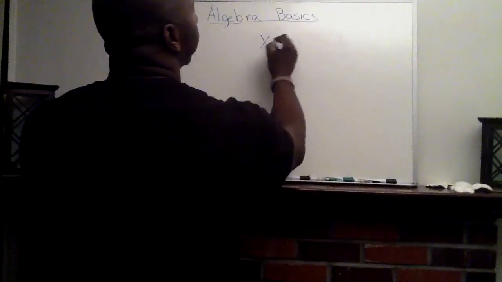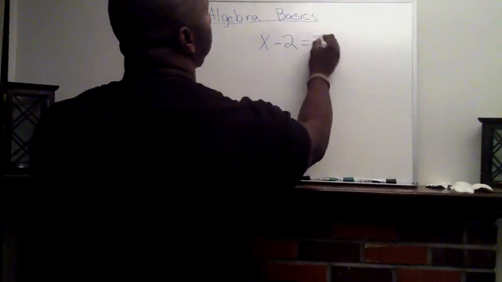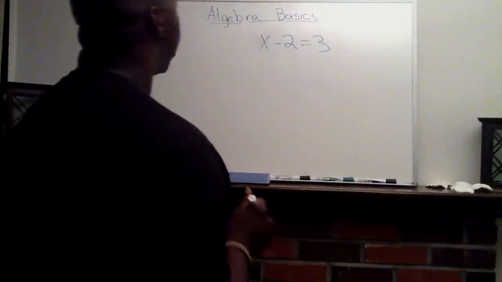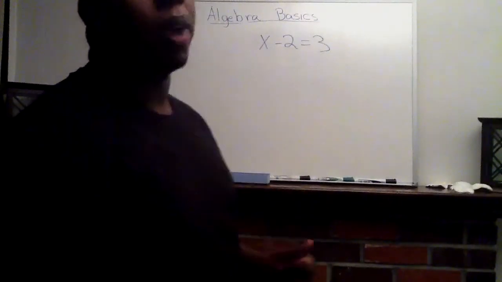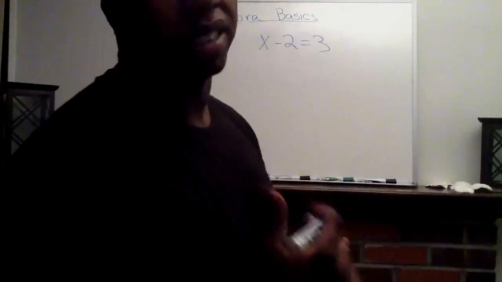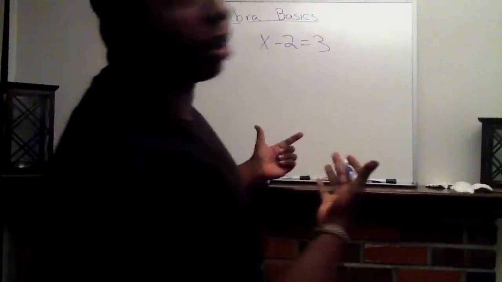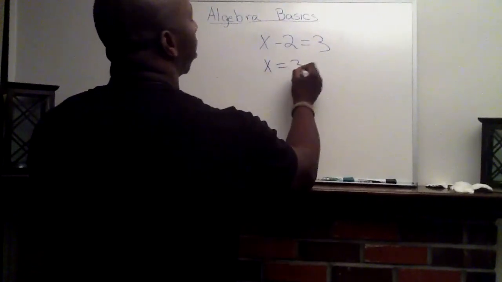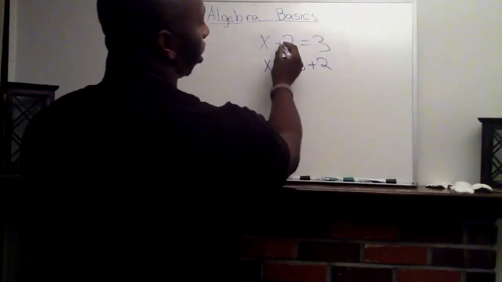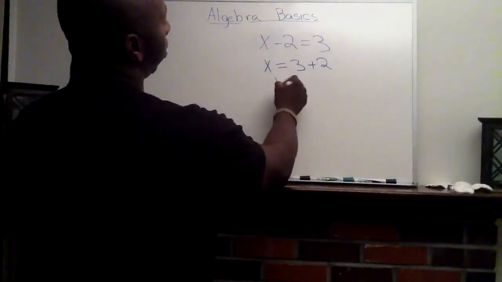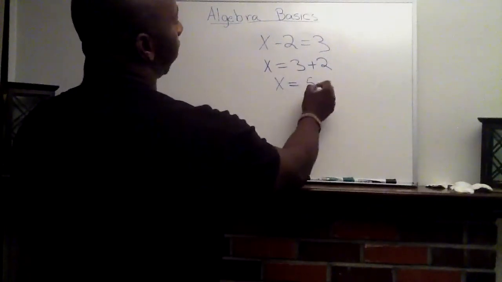Say we have X minus 2 is equal to 3. How would you solve that? Okay? Given the way I just taught you how to move the number to the other side of the equal sign and change the sign, this is a simple problem for us. So X is equal to 3 plus 2. We just move the number to the other side and we change the sign. So X is equal to 5.